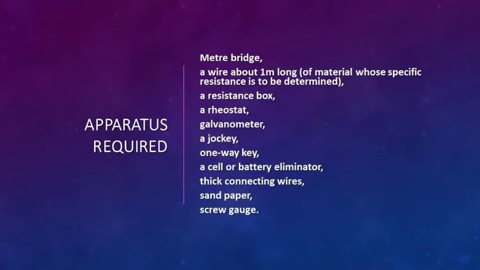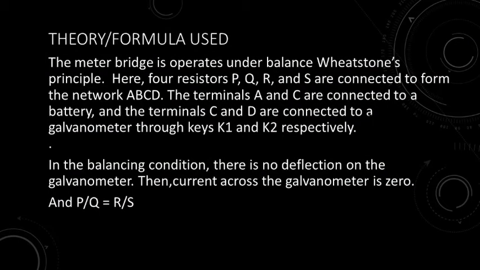What are the apparatus required? The apparatus are a meter bridge, a wire about 1 meter long of a material whose specific resistance is to be determined, a resistance box, a rheostat, a galvanometer, a jockey, a one-way key, a cell or battery eliminator, thick connecting wire, sandpaper and a screw gauge. What is the theory and formula used in the meter bridge?